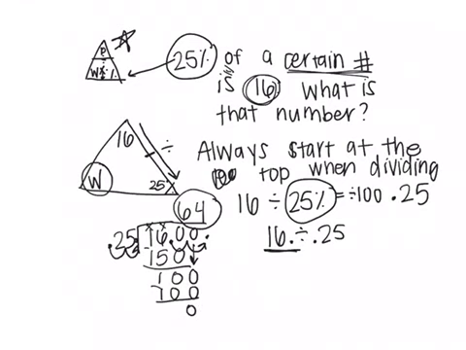Therefore, my whole in this situation is 64. So it might mean that you had 64 points on a test. You scored 16 of those points, so you scored a 25% on that assignment.